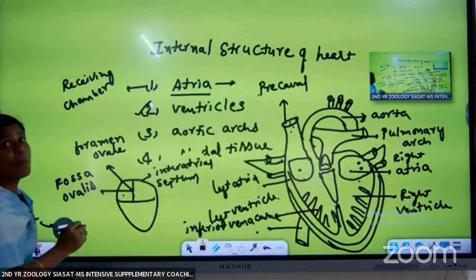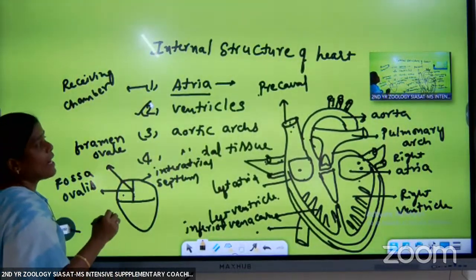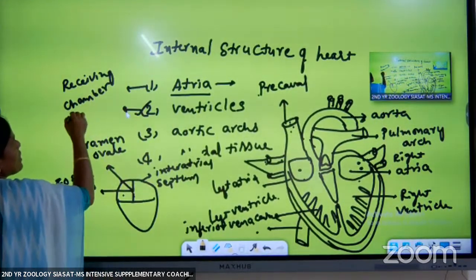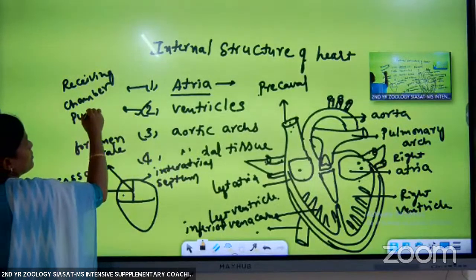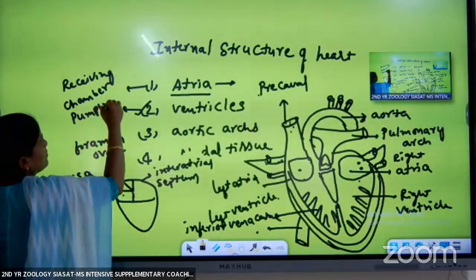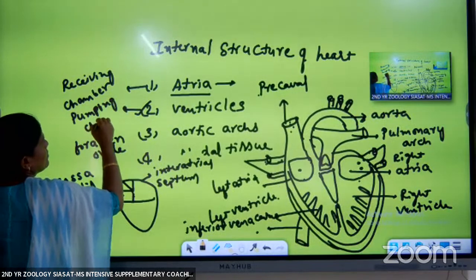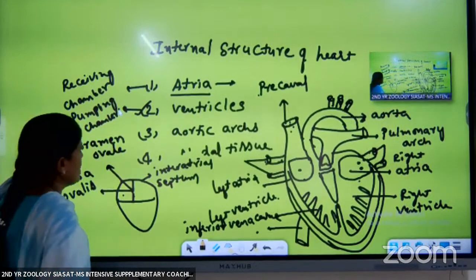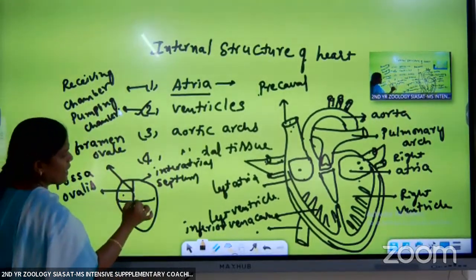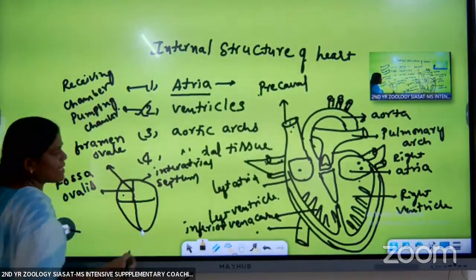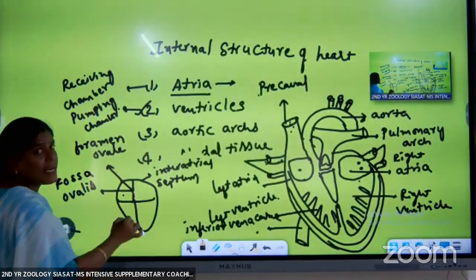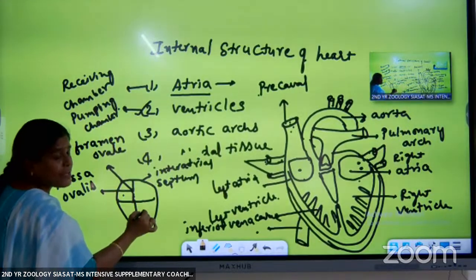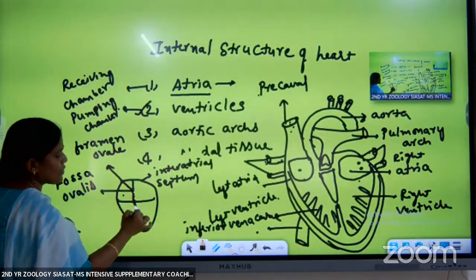They are called pumping chambers. They pump the blood, oxygenated or deoxygenated. Next, between the two ventricles, a septum is there that we call the interventricular septum. It divides the right and left ventricles.